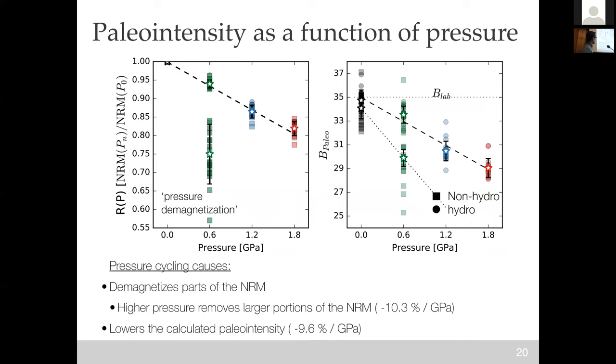From the calculated paleointensity, here this is the lab field which we're trying to recover, and both zero pressure ones actually recover it with a small error, which is nice. As we increase in pressure, we see that the paleointensity is lowered. It's more lowered in the non-hydrostatic pressure, but not quite as much as we would expect from the pressure demagnetization.